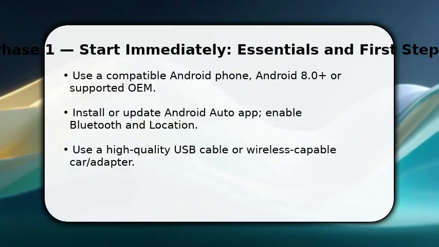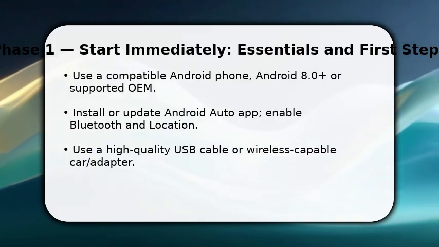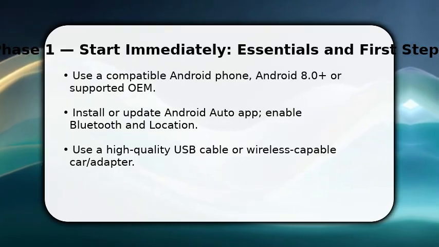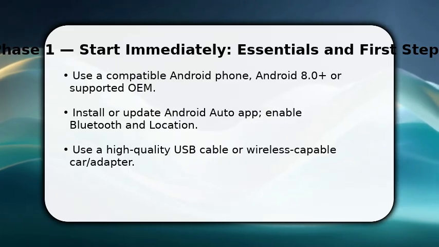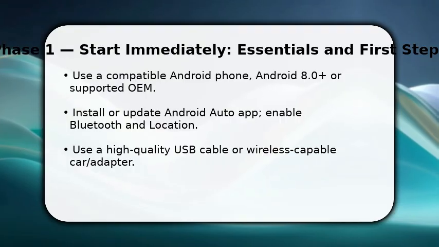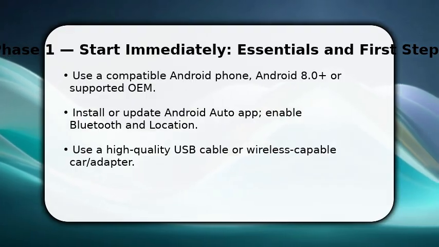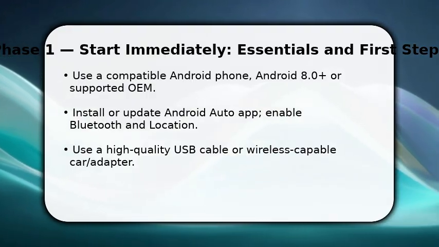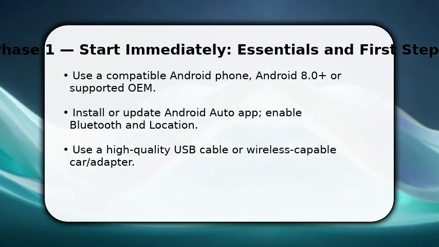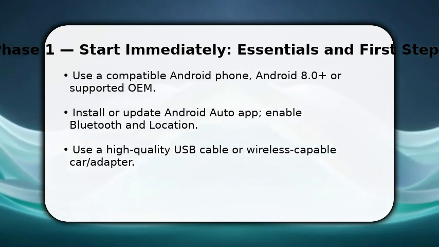You begin by confirming prerequisites. Your phone runs Android 8.0 or later, and has Android Auto installed. This ensures compatibility. Once done, enable Bluetooth and location because the app uses both for pairing and navigation accuracy. Plug in a high-quality USB cable if your car requires a wired connection, or make sure your car and phone both support wireless Android Auto. Now, unlock your phone and keep it on the home screen so prompts can appear. This prepares you for the pairing step.